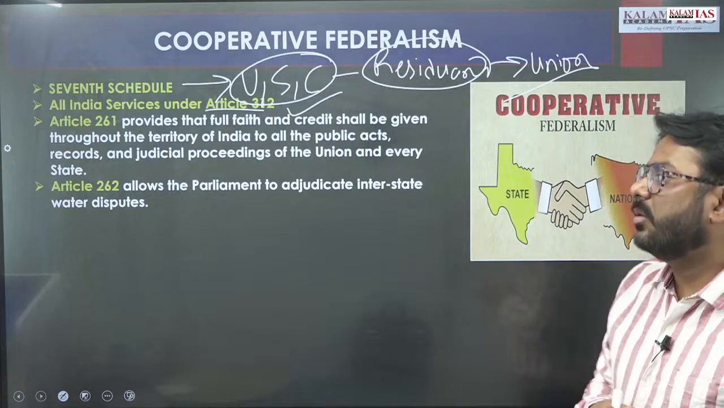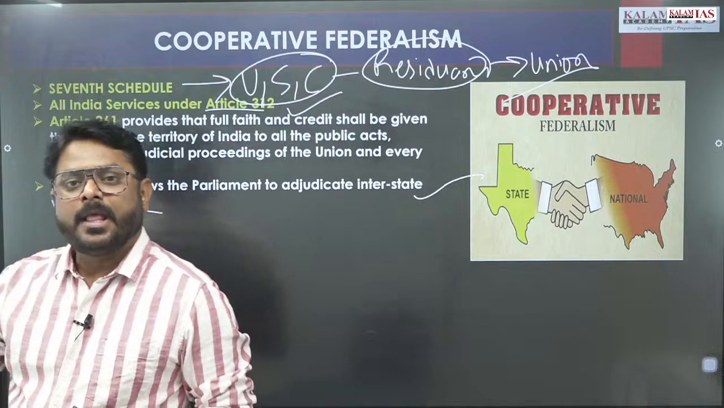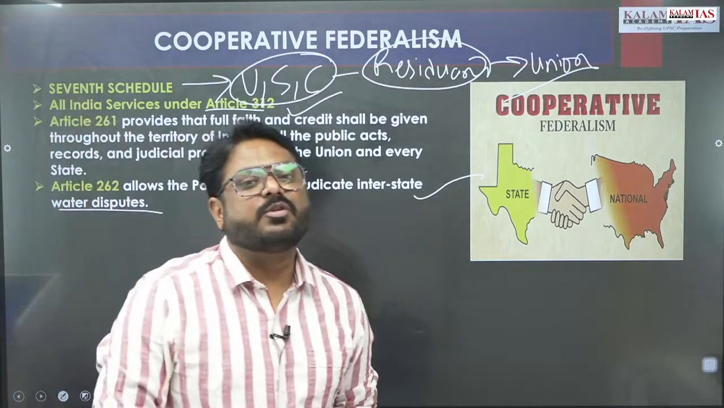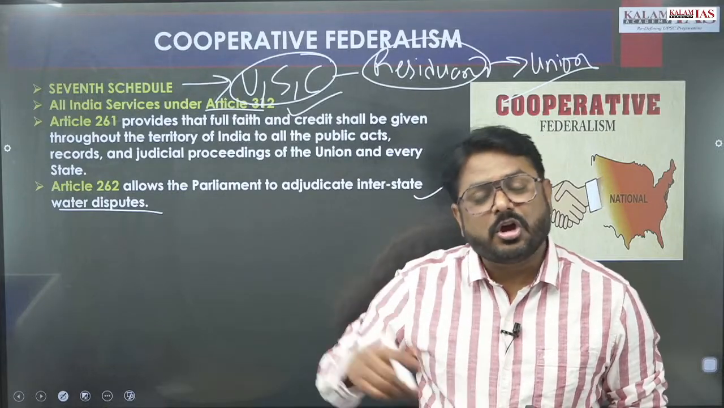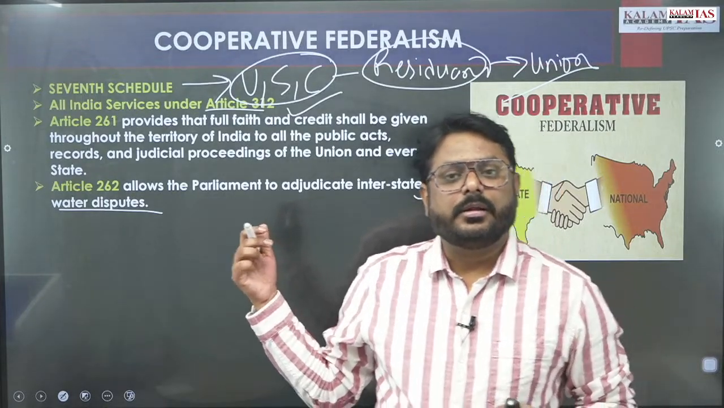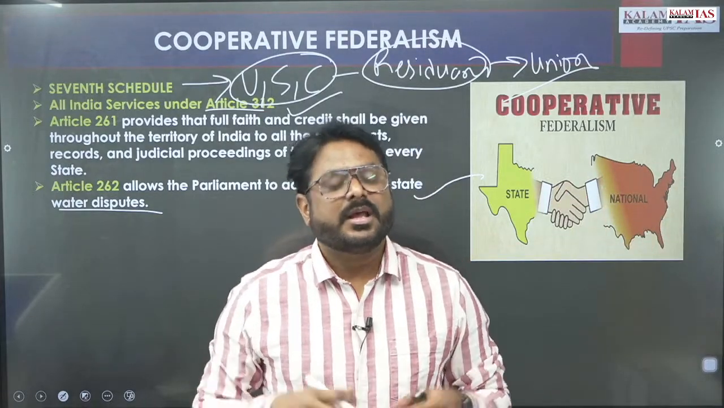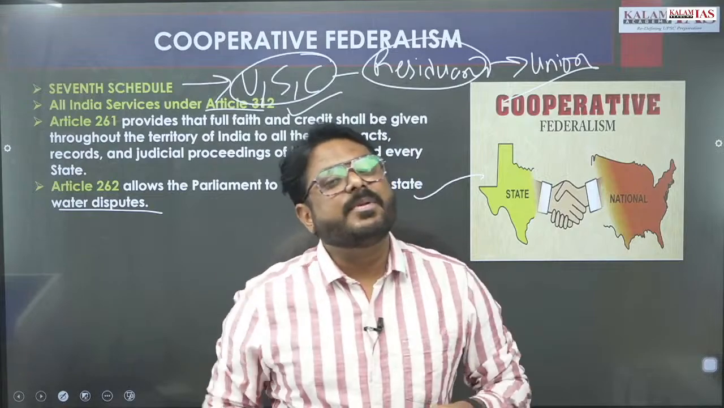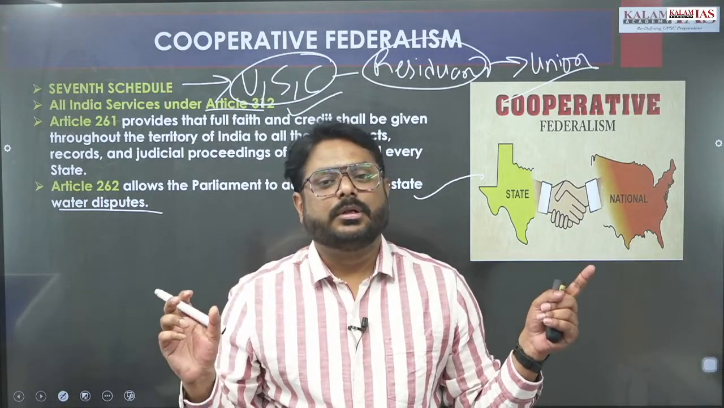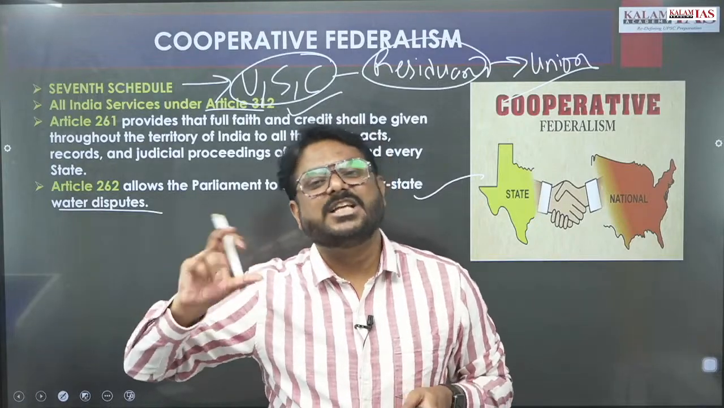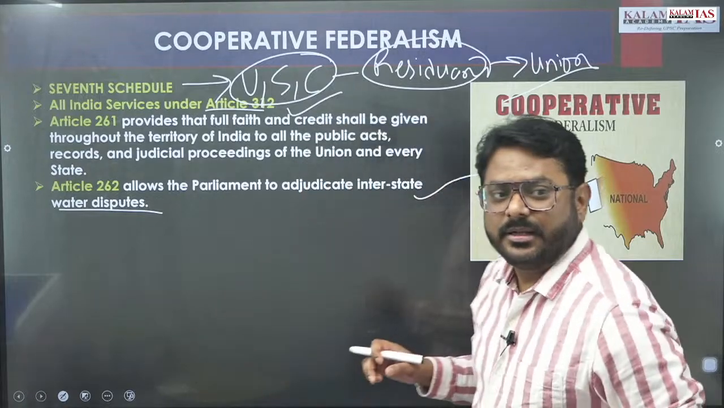Article 262 of the Constitution allows the Parliament to adjudicate interstate water disputes. So if there is any interstate water dispute, that has to be adjudicated. Because of this, the Interstate Water Disputes Act 1956 came, and the River Boards Act 1956 came, right? So that they can adjudicate the water disputes arising between different states in our country, right? So that is there.